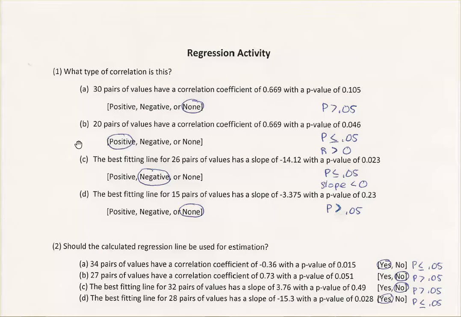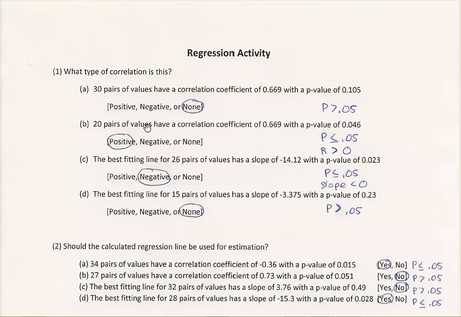So what type of correlation is this? Positive, negative, or none. So 30 pairs of values have a correlation coefficient 0.669 with a p-value of 0.105. First of all, the only thing you need to look at initially is this p-value. Is it greater than 0.05? Yes, it is. Then it's none. You don't even need to look at the correlation coefficient.